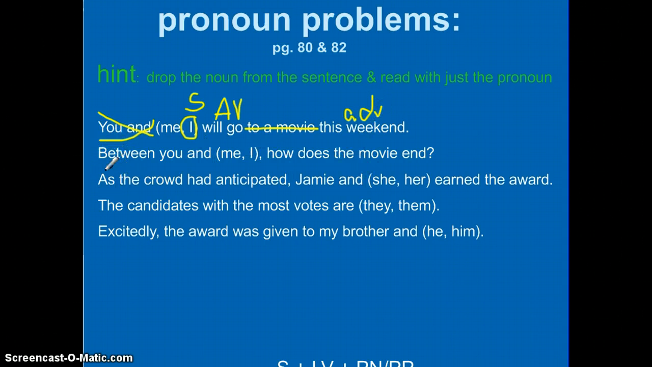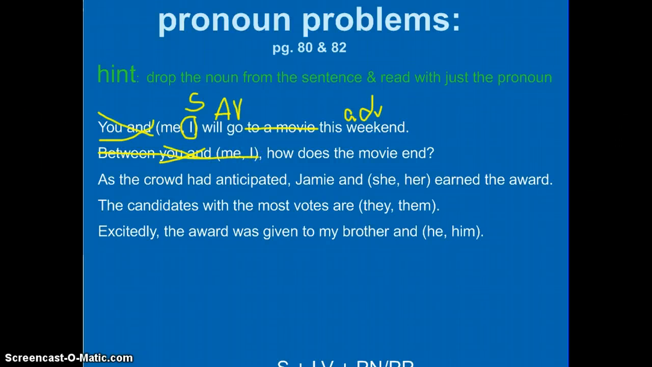Between you and I or between you and me, how does the movie end? Well, here, getting rid of you doesn't help too much because if we're using between, we're always talking about more than one thing. So now I need to go to my jobs. So the first thing we talk about is getting rid of prepositional phrases. And between is a preposition. And so now I need to think back to my notes.